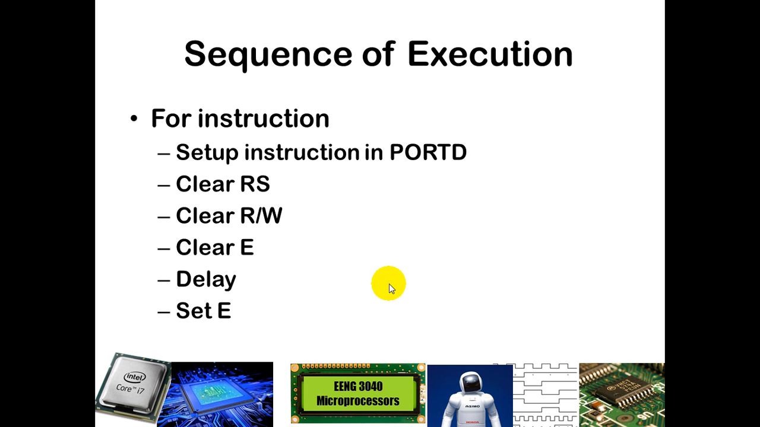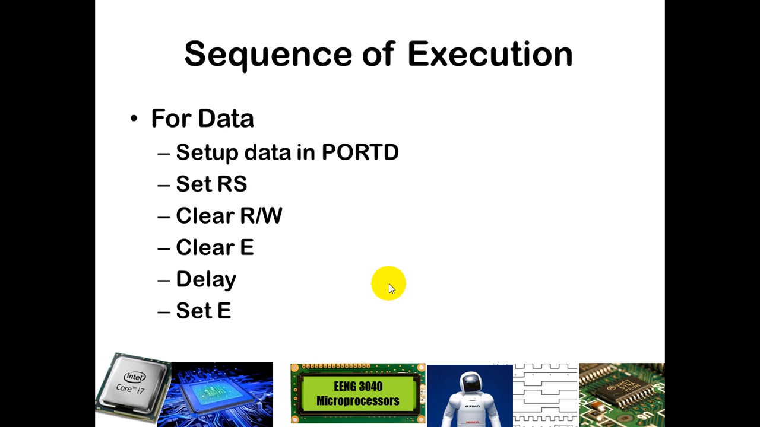Every time you send an instruction, this is the basic sequence that will need to be executed. You're going to put the instruction into port D, then you're going to clear the RS bit. I suggest making an alias, and we'll talk about how to do that in a little bit. And then you're going to clear the RW bit, so you're going to be writing, not reading, and writing here is going to be a 0. Then you're going to clear E, you'll delay for a short period of time, and then you'll set E. So that will give you a nice rising edge on the E bit to clock in that instruction.